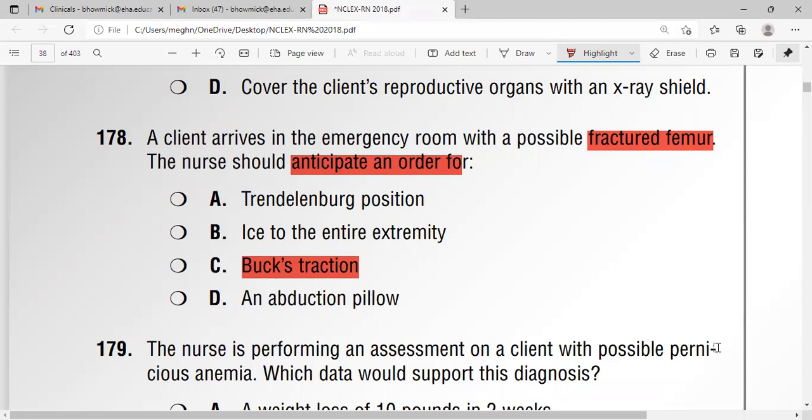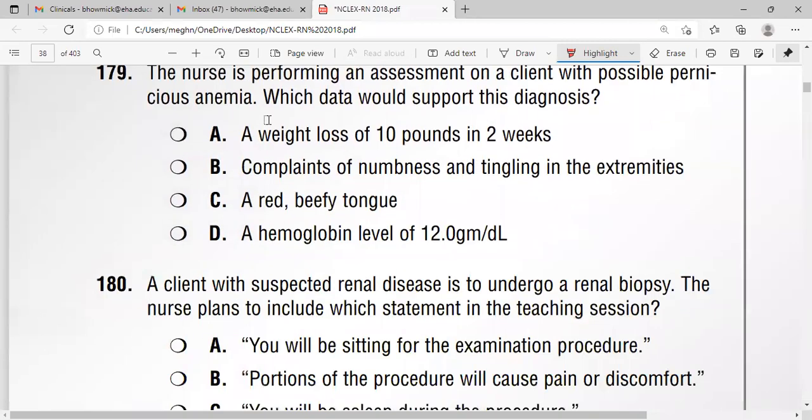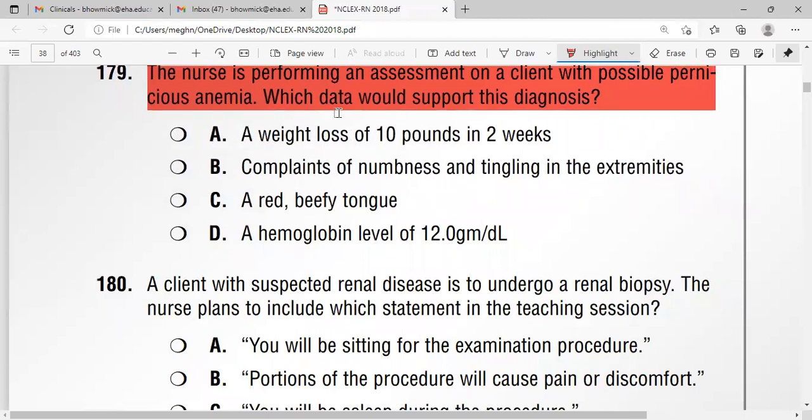What next? The nurse is performing an assessment on a client with possible pernicious anemia, right? So which data should support the diagnosis? Number A, weight loss of 10 pounds in 2 weeks. Number B, complaint of numbness and tingling to the extremity. Number C, red, beefy tongue. Number D, hemoglobin level 12 gram per dL. So the correct answer is red and beefy tongue.